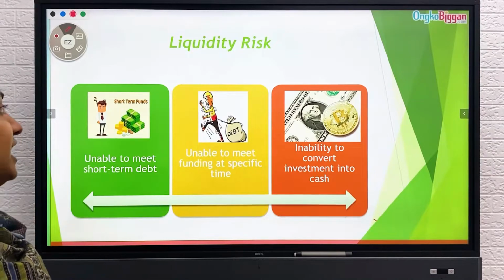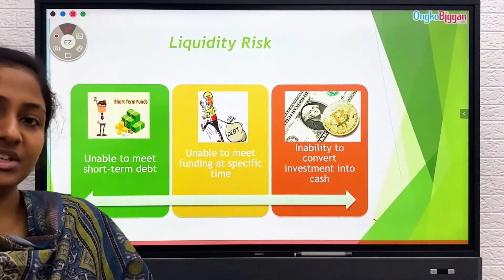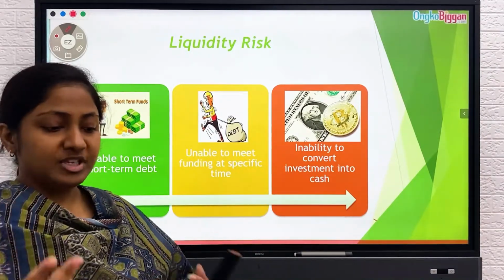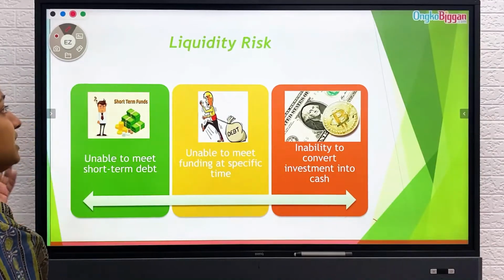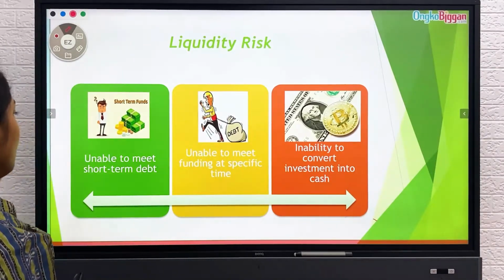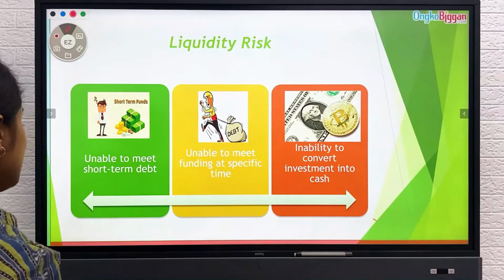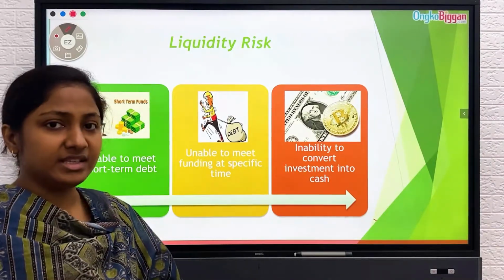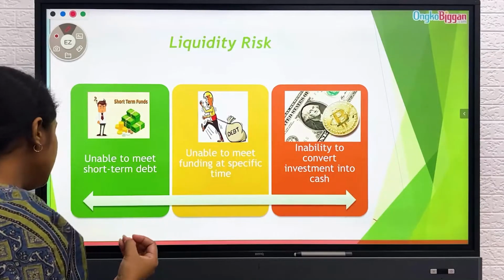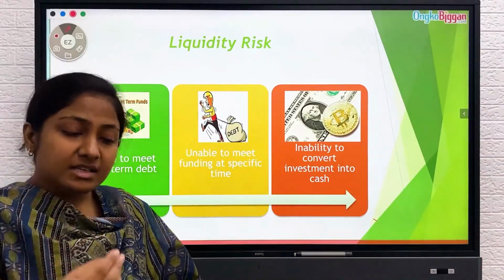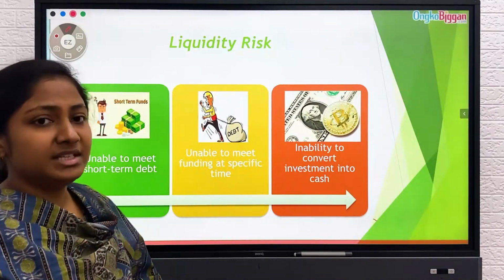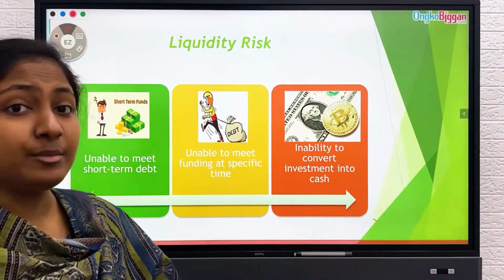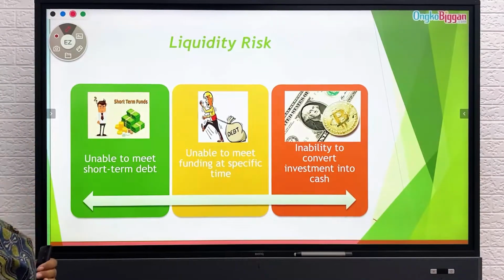So let's come to the liquidity risk. We know what liquidity is. Liquidity means how fast or how flexibly you can convert your investment into cash. So when will you face this type of risk? When you are unable to meet the short-term debt. Why are we saying this? Because all the time when investors invest in the company, they may need cash in an emergency. So if you cannot fulfill their needs immediately, then maybe you will face the short-term debt.